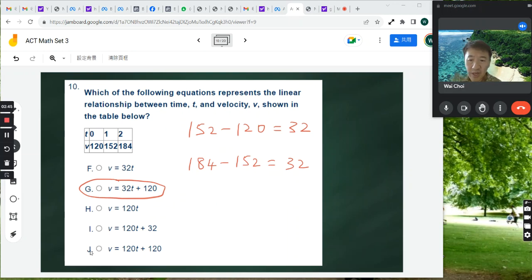Now for J, you got this correct constant 120, but the coefficient for t is wrong. You have this 120 here, not 32. So you're going to rule out J as well. So the answer is G.